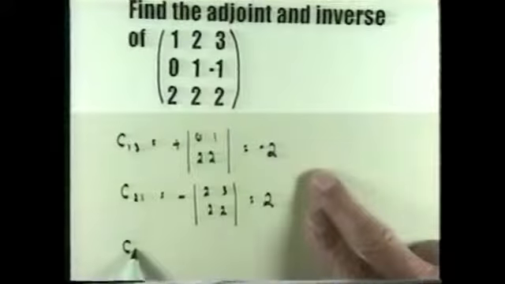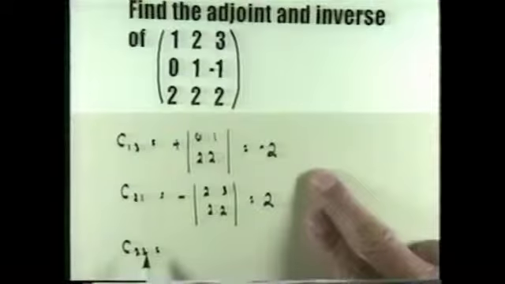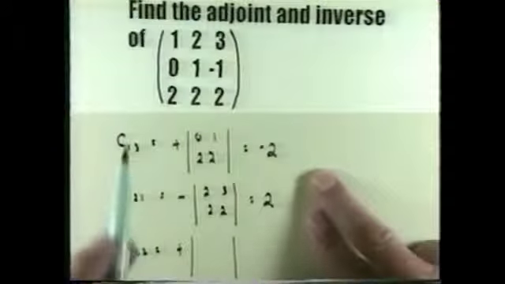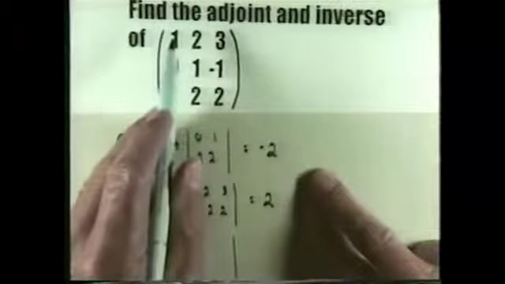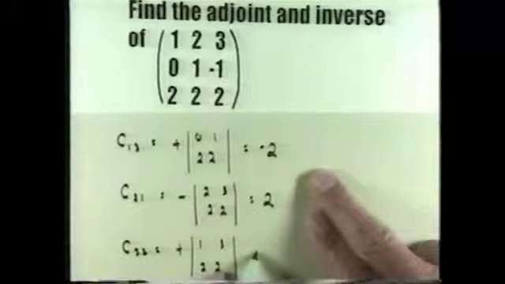Now we do C of 2, 2. 2 plus 2 is 4. Negative 1 to the fourth is positive. And if I take out row 2, column 2, I'll have 1, 3, 2, 2. 2 minus 6 is negative 4.